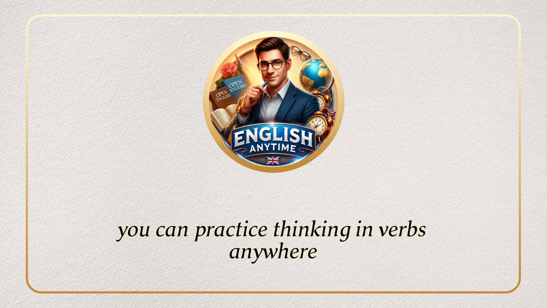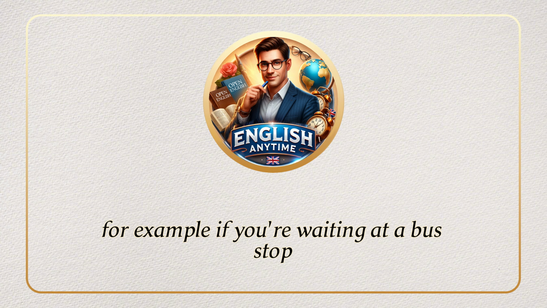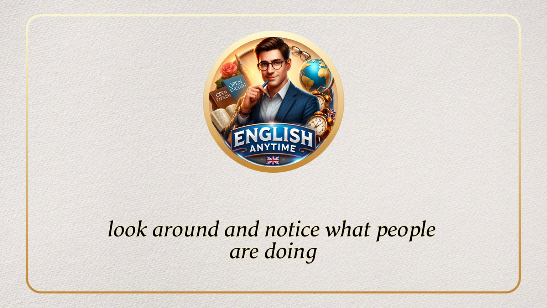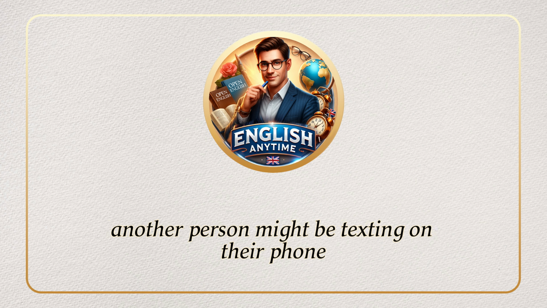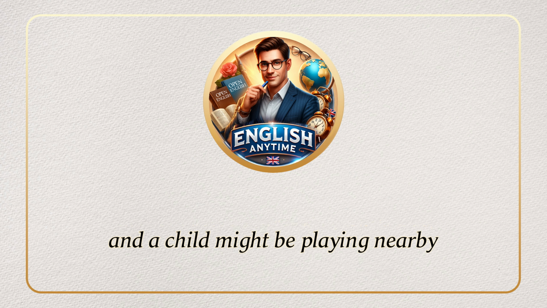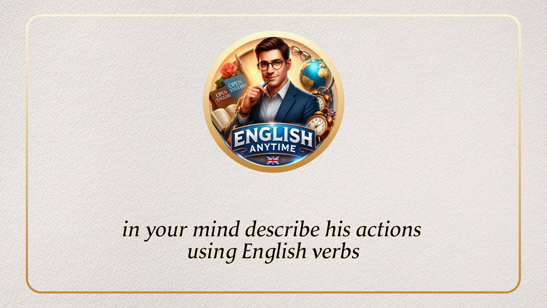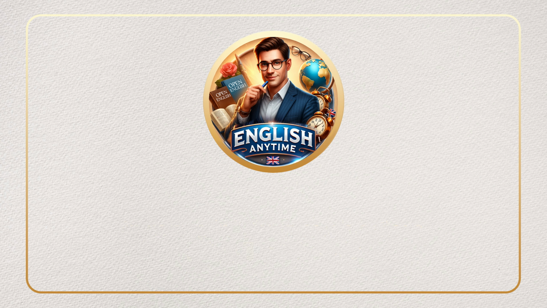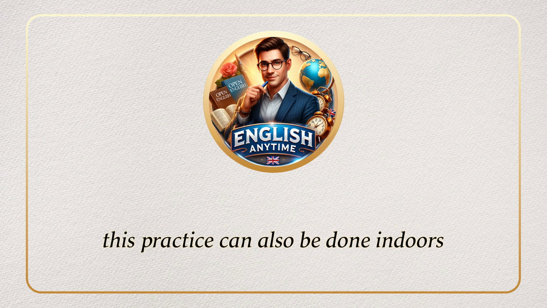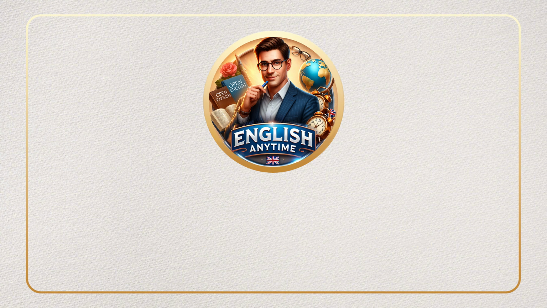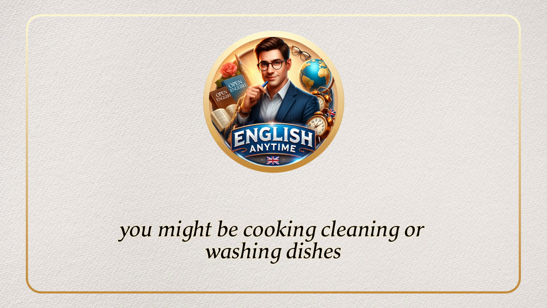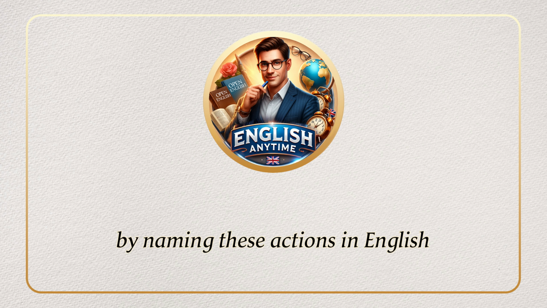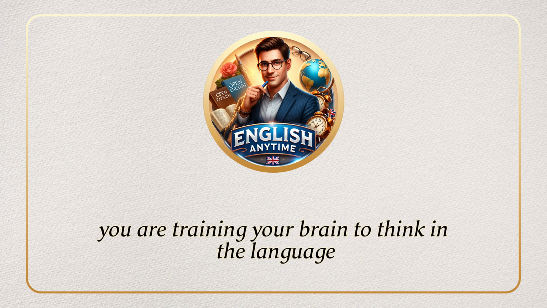You can practice thinking in verbs anywhere. For example, if you're waiting at a bus stop, look around and notice what people are doing. Someone might be reading a book, another person might be texting on their phone, and a child might be playing nearby. In your mind, describe these actions using English verbs: read, text, play. This practice can also be done indoors. For example, if you are in your kitchen, think about what you are doing. You might be cooking, cleaning, or washing dishes. By naming these actions in English, you are training your brain to think in the language.